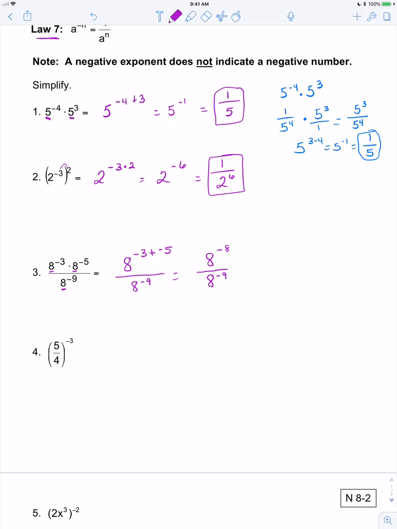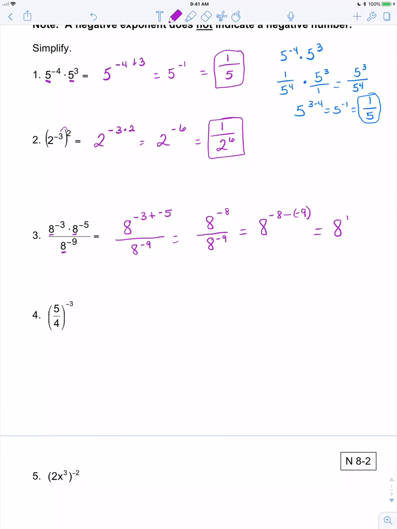Okay, so now we subtract those exponents because it's a division problem. And here's where I see a lot of mistakes: people will drop one of those negative signs. So it's 8 to the negative 8 minus a negative 9. Remember, if you've got minus a negative, that really turns it into a plus. So that makes negative 8 plus 9, which is 8 to the positive 1 power, and you do not have to write that 1.